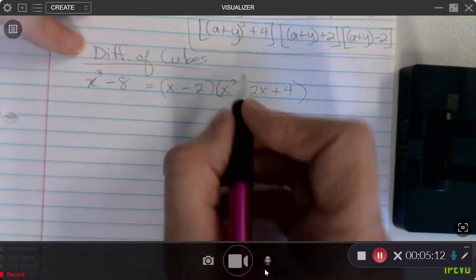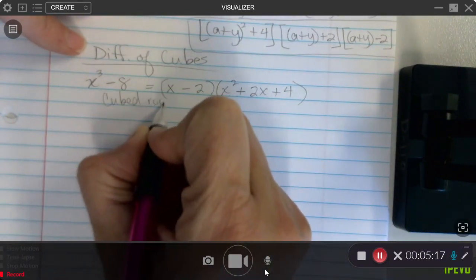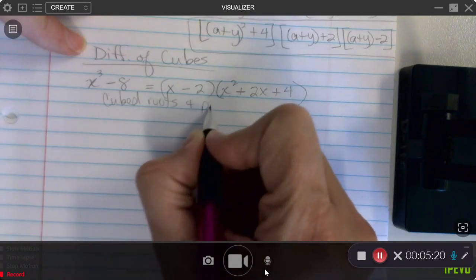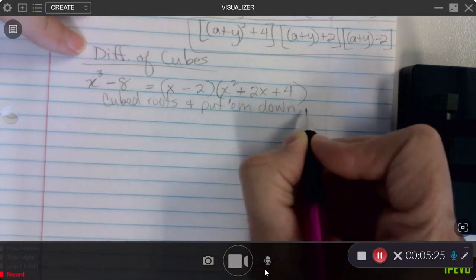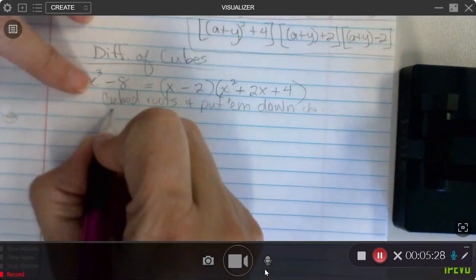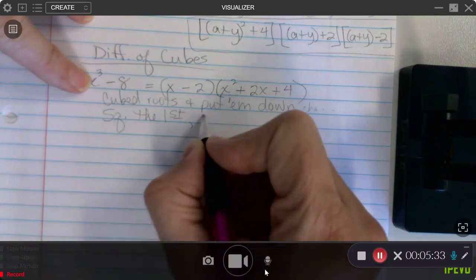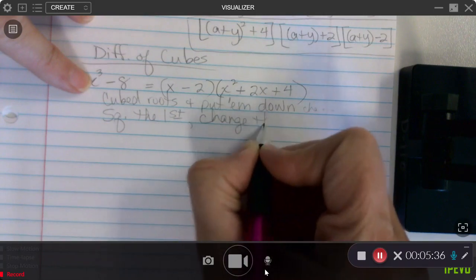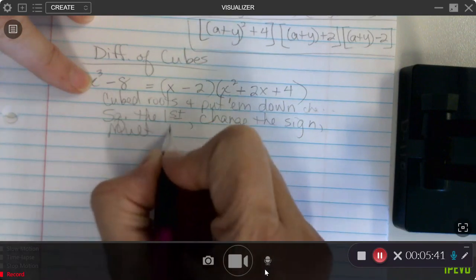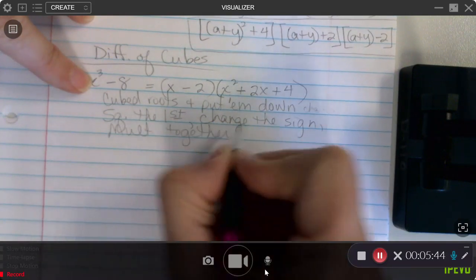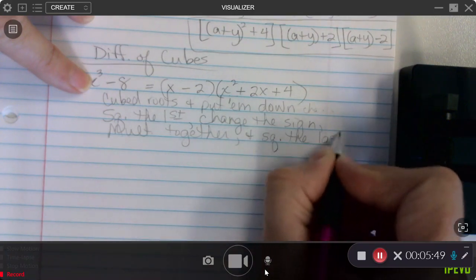Square the first. So you take the cubed roots and you put them down. Cha-cha-cha. Just kidding. Square the first. What do you do next? Change the sign. Multiply them together. And square the last. That's the way you do it if you want to do it fast.